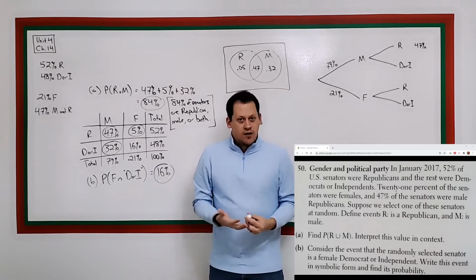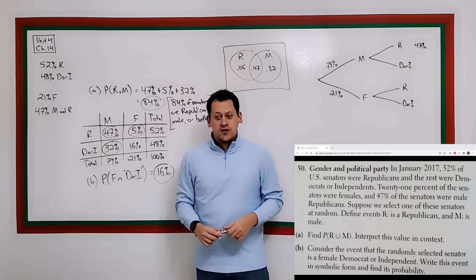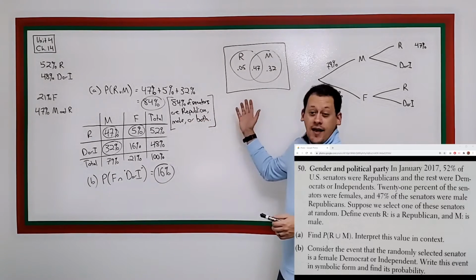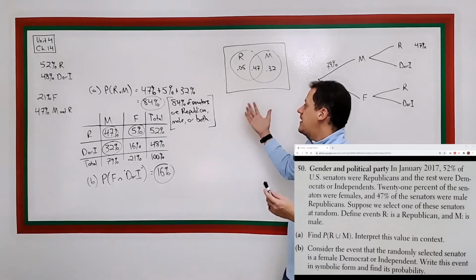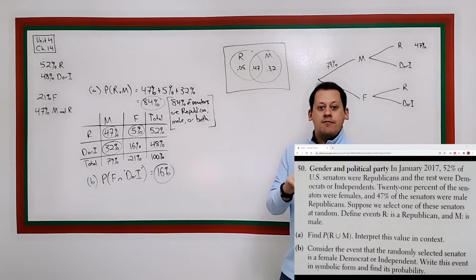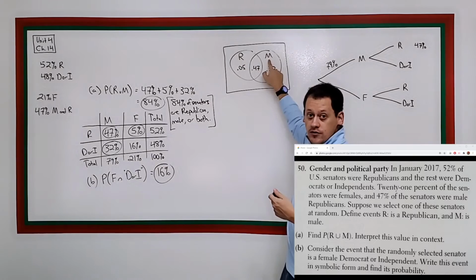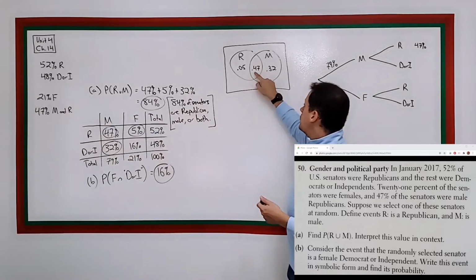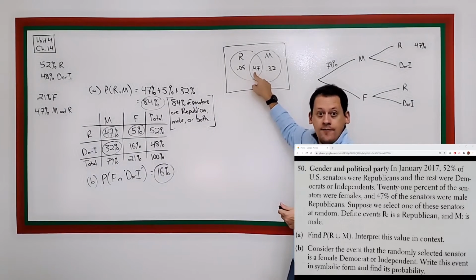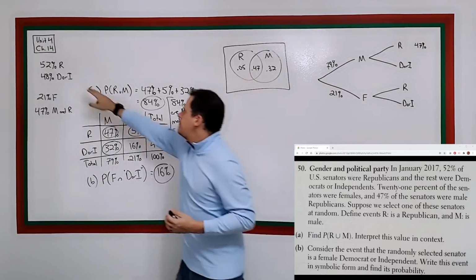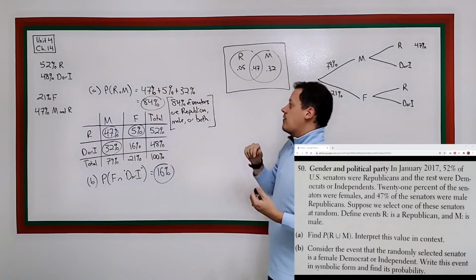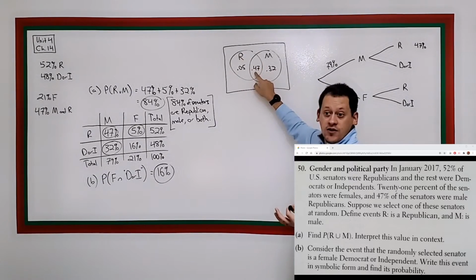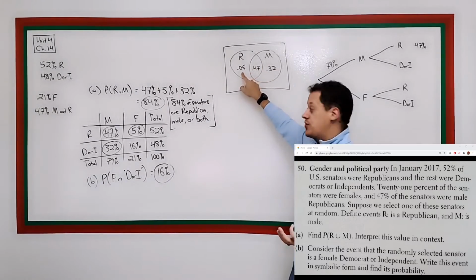So let's say you weren't terribly comfortable creating the two-way table from the information in the problem, and you wanted to make a Venn diagram instead. I think this is the way that they would want you to have made that, because what they gave you to define is Republican and male. So those should be your two circles. They gave you the probability of male and Republican, so that 47% is the intersection or overlap. From there, you know 52% are Republicans total, so that entire circle is 52%. You've already got 47% in there, so that has to be the other 5%.